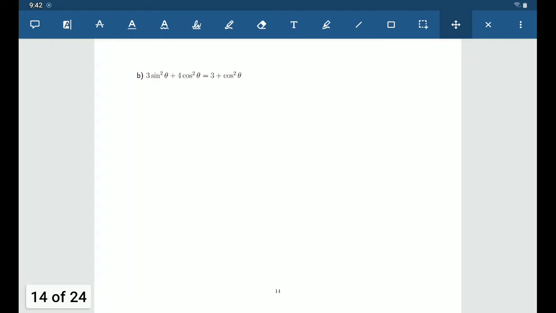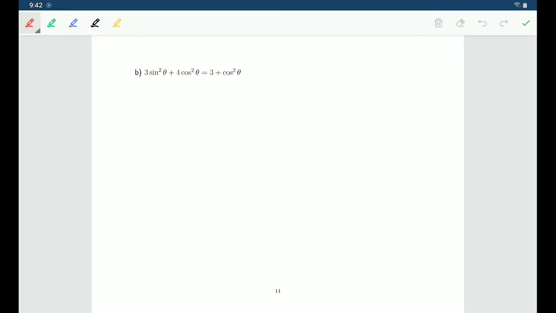Here we've got 3 sine squared theta plus 4 cos squared theta equal to 3 plus cos squared theta. And you've got lots of options. One option that doesn't exist, if you're planning on moving the cos squareds from one side of the equation to the other, resist that urge, because of course we're not trying to solve an equation, so we're not moving things from one side to the other. We're showing that one side of the equation can be transformed and turned into the other side.